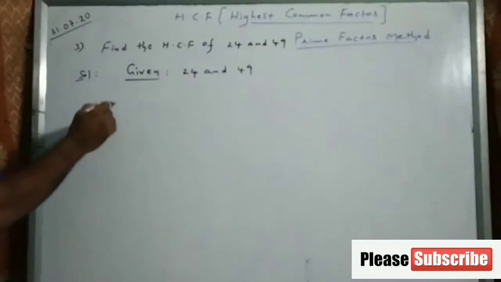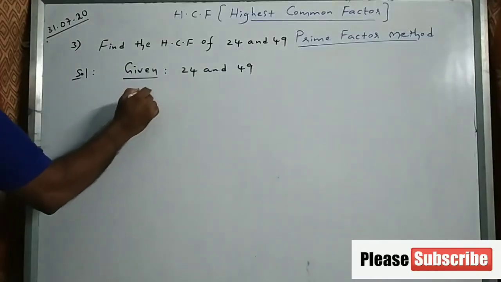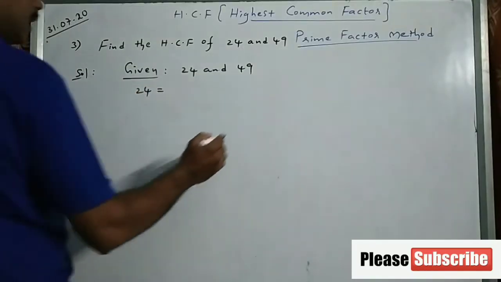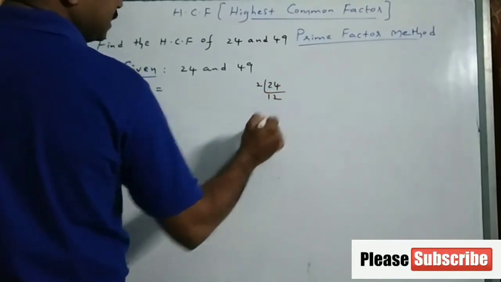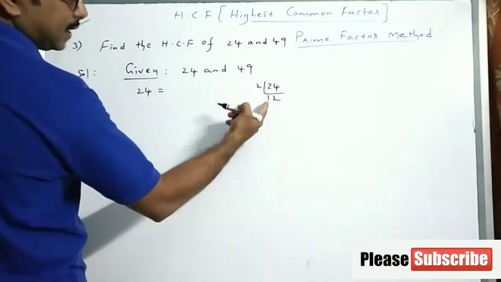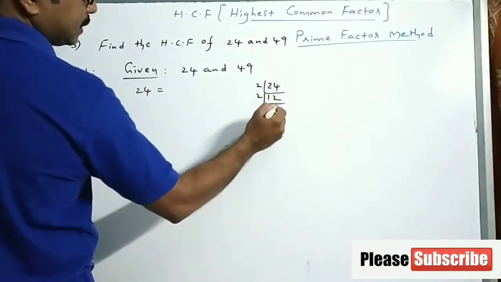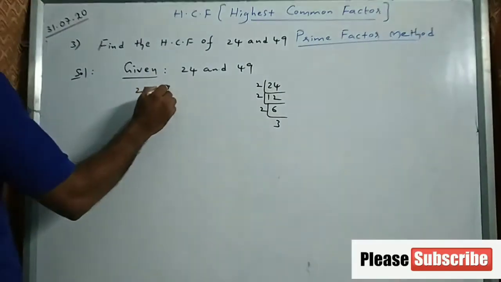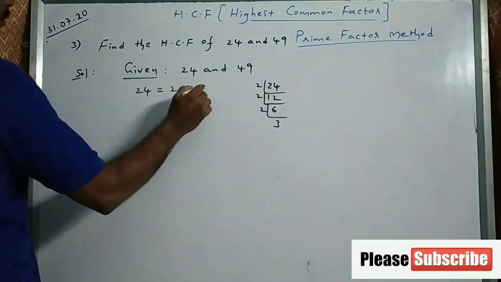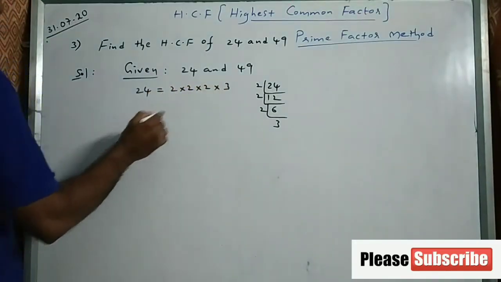Now you check 24. How do we write the factors of 24? You can take like this: 2 1s are, 2 2s are, 2 6s are, 2 3s are. So how do we write that? 2 into 2 into 2 into 3, right?